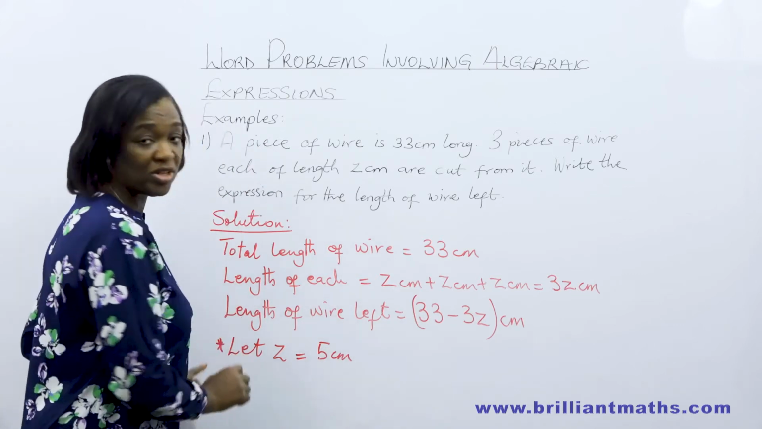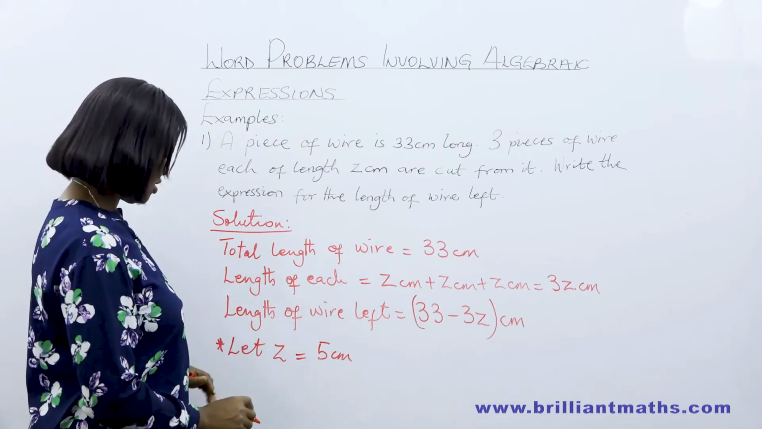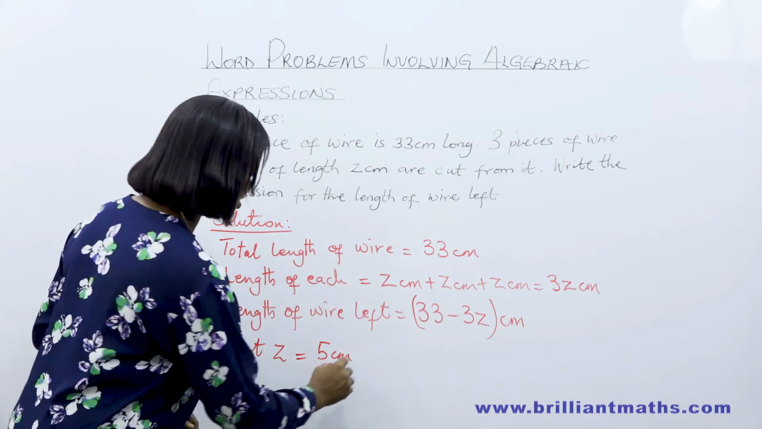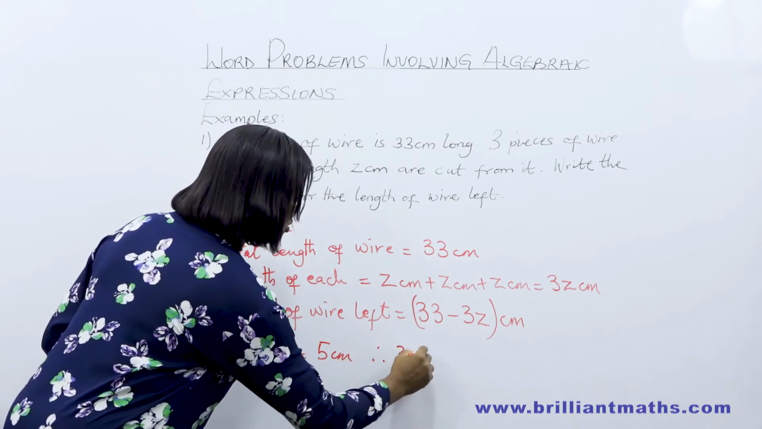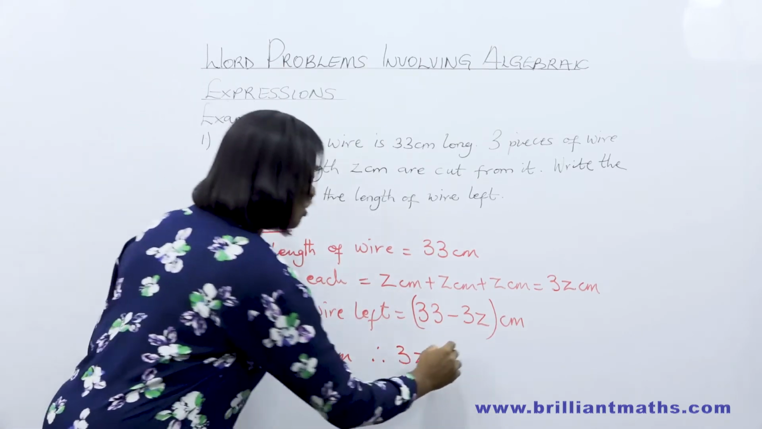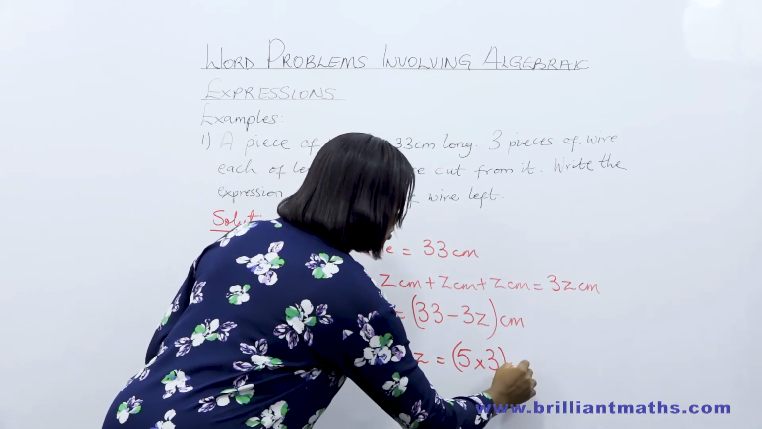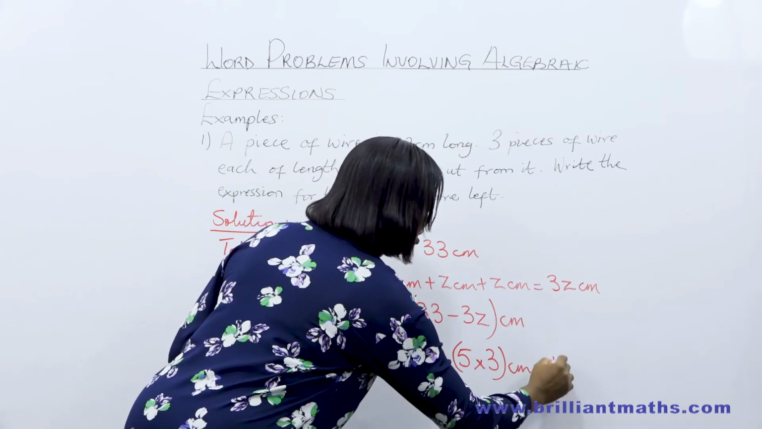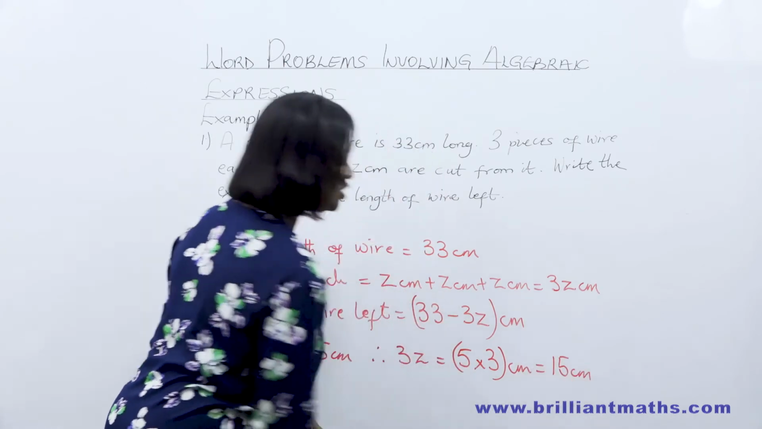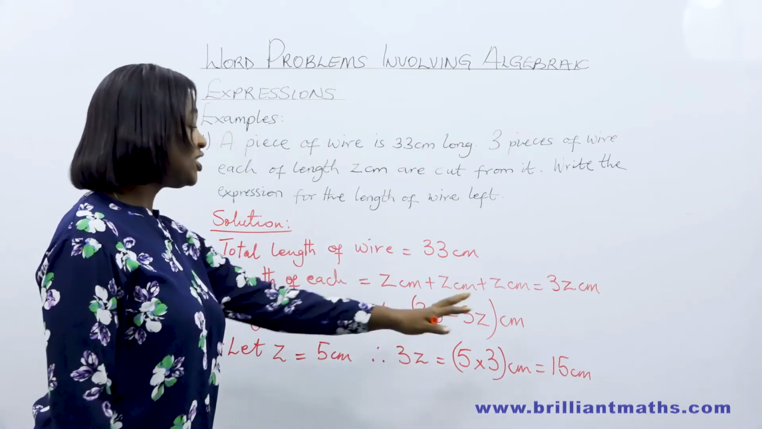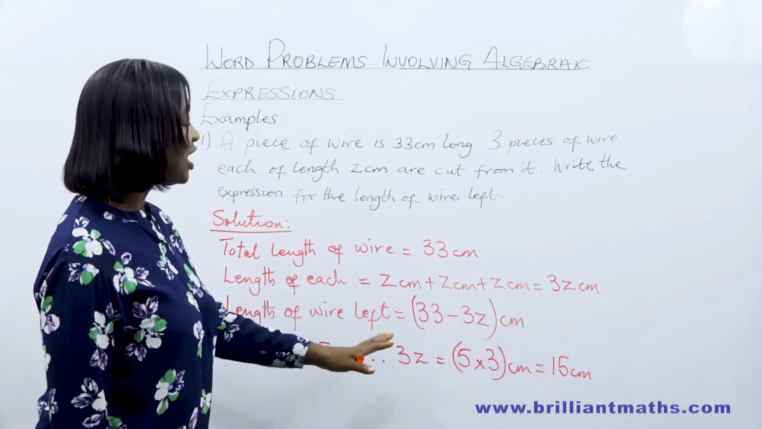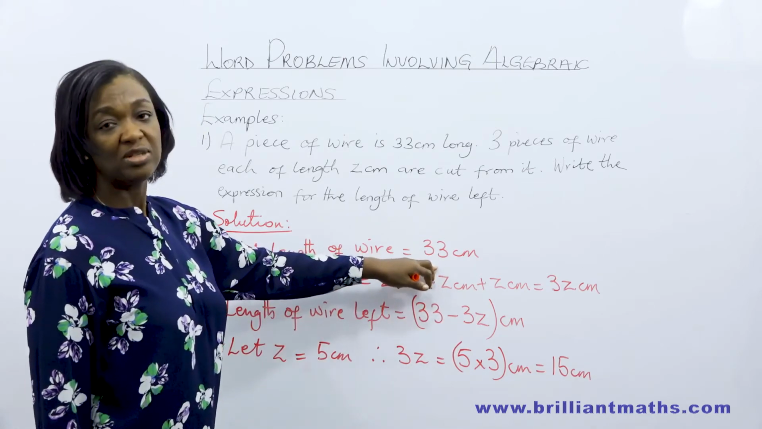This was not part of the question, it's just an extension. So let z equal 5 centimeters. Therefore, 3z will be equal to 5 times 3 centimeters, which is equal to 15 centimeters. That means that 15 centimeters of wire has been cut out of the 33 centimeters.